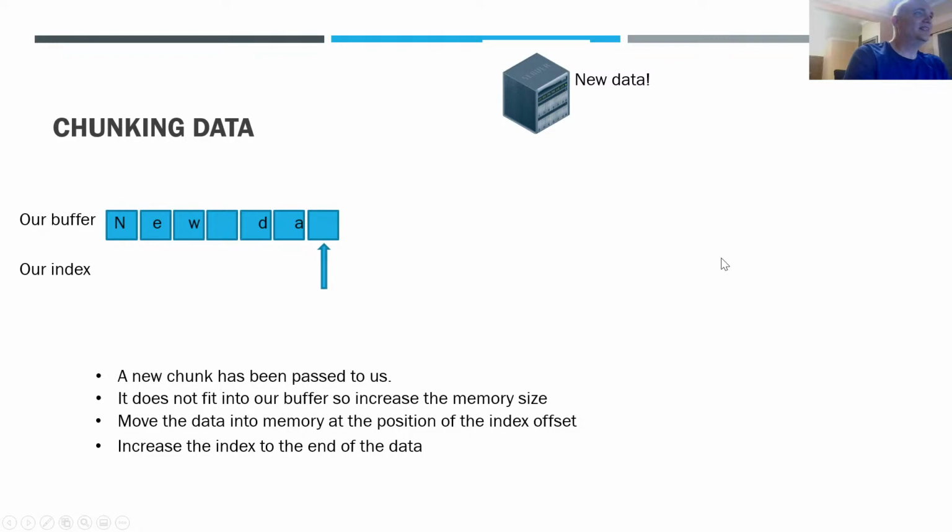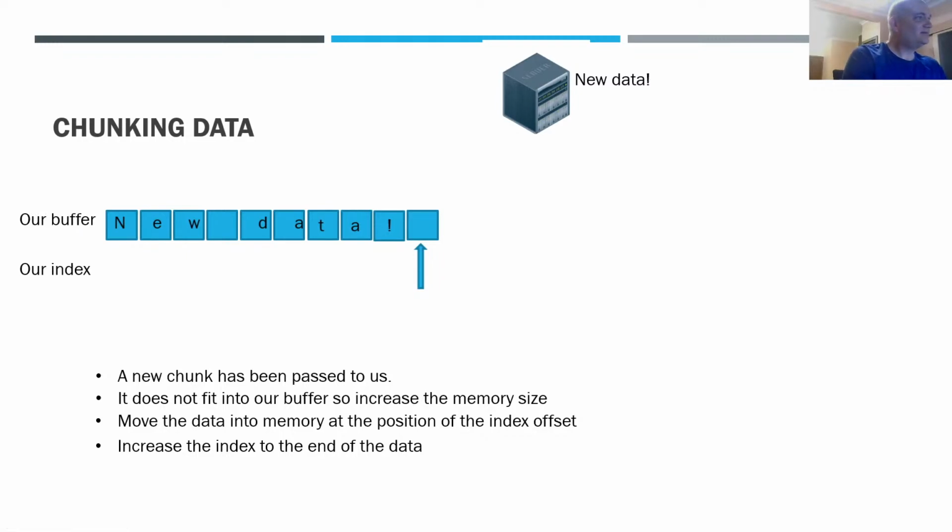Now we get the next piece of data, the next chunk. You can see it was "new day" that came through first, and now we got the rest of it, "ta", with an exclamation mark. A new chunk has been passed to us. It does not fit in our buffer, so increase the memory size. Move the data into memory at the position of the index offset. Increase the index to the end of the data. And you just rinse and repeat, and that's essentially how you can capture a whole bunch of data.